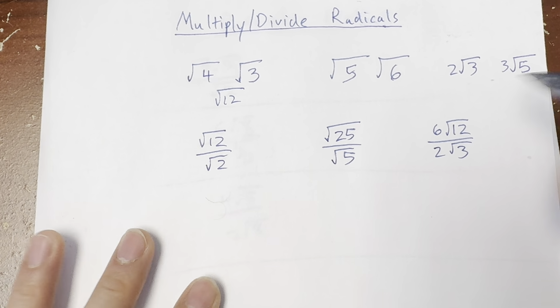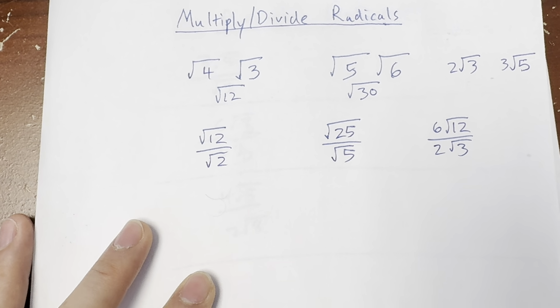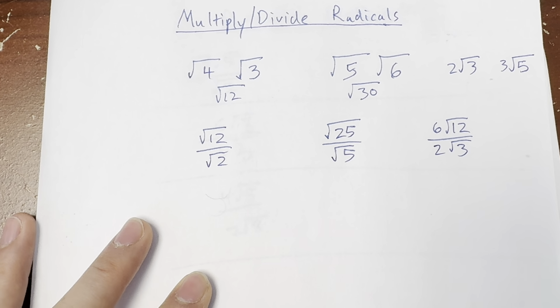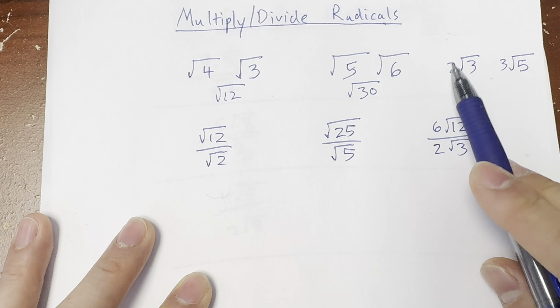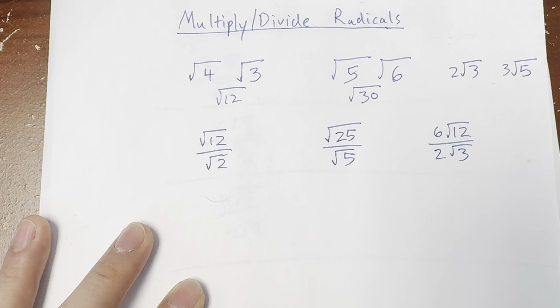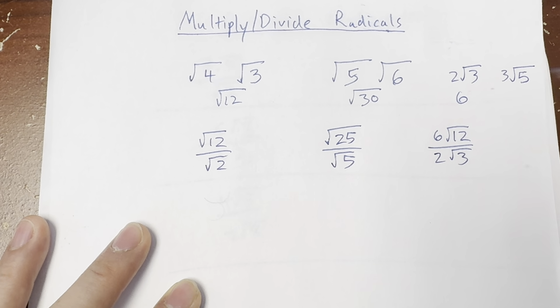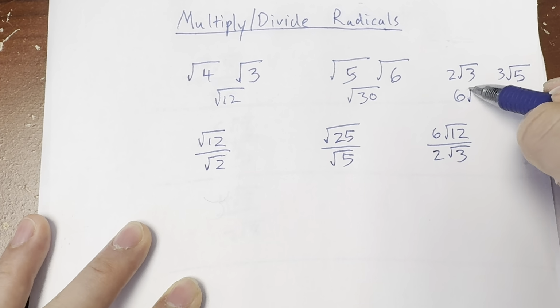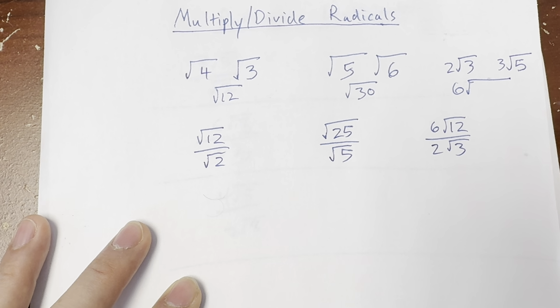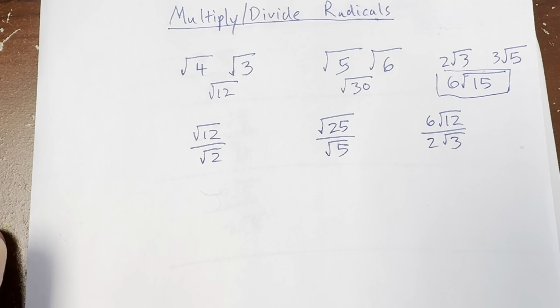So root 5 times root 6, you simply get root 30. That's it. Now, what happens if there's a coefficient out in the front? Well, you have to multiply the outside number, the coefficient times the coefficient, and the inside number times the inside number, and that's it. So in this case, 2 times 3, because they're on the outside, is going to give me 6. And then you drop the radical symbol. Root 3 times root 5 is root 15, and that's the final answer, okay?